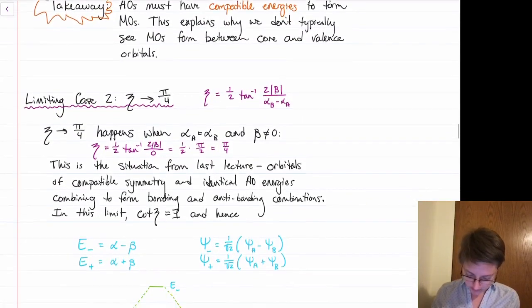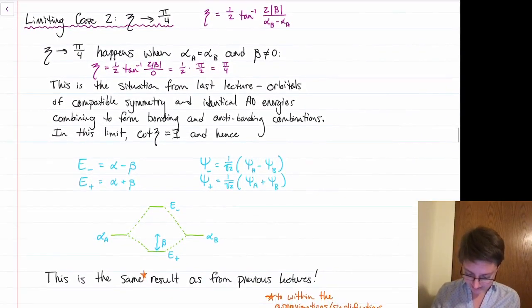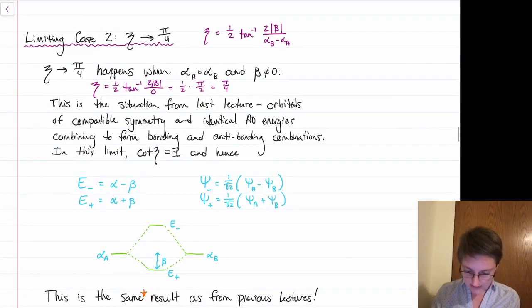Okay, so we've tackled this case where zeta goes to zero. Now let's tackle the opposite case. What happens when zeta gets as large as it's going to get, which ends up being pi over 4? So how we would get to this value is in a situation where the denominator of this inverse tangent argument becomes as small as possible, becomes 0.